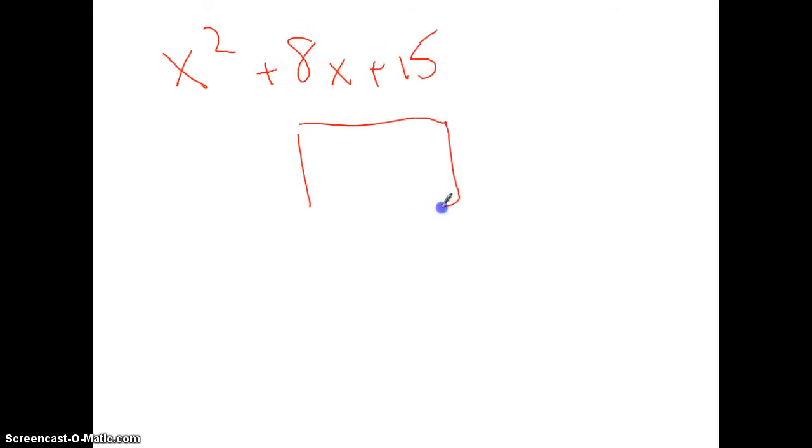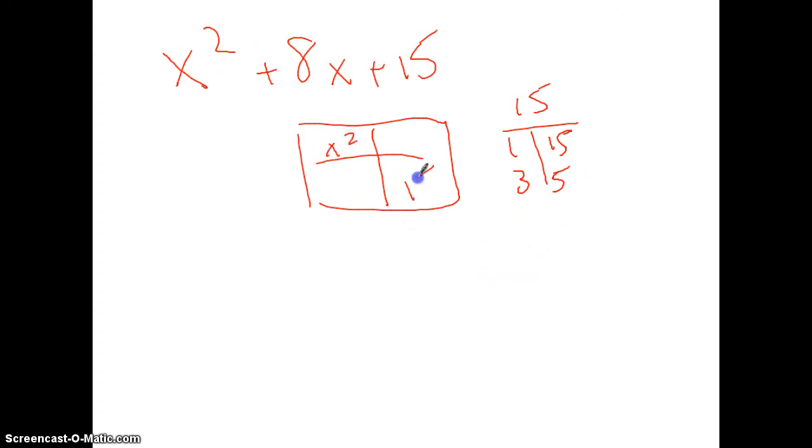Okay, so we know that we're going to look for the factors of 15. They're 1 and 15, as well as 3 and 5, and the one of those that's going to work is the 3 and the 5. So the way to fill this in, x squared goes here, 15 goes here. I don't know what goes here and here. I only know what they add up to. They add up to 8x, and the one of those that does that is 3x and 5x.